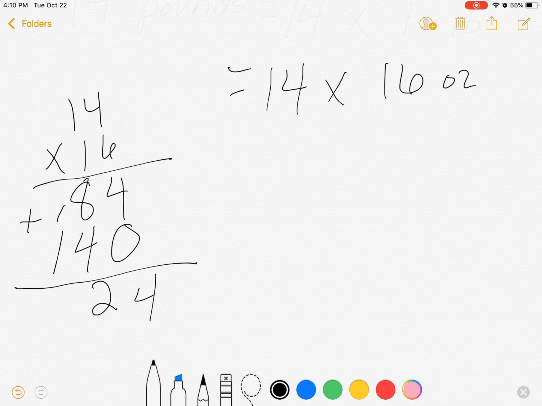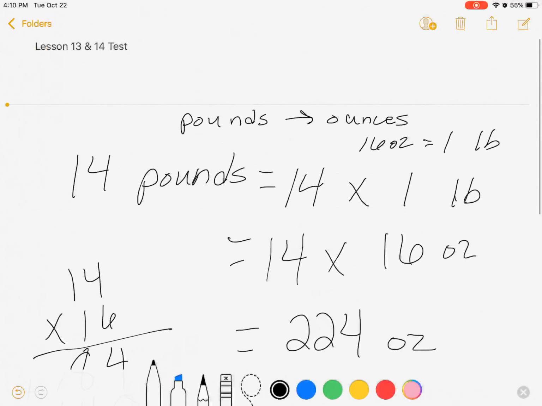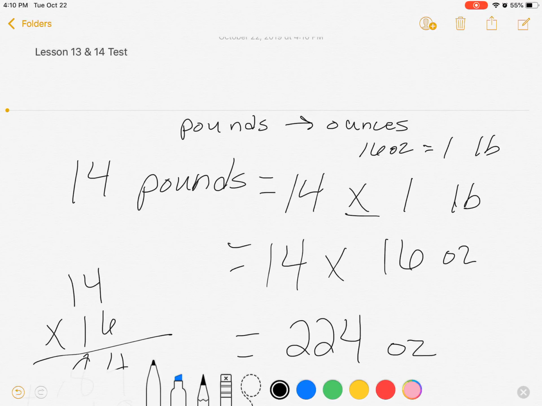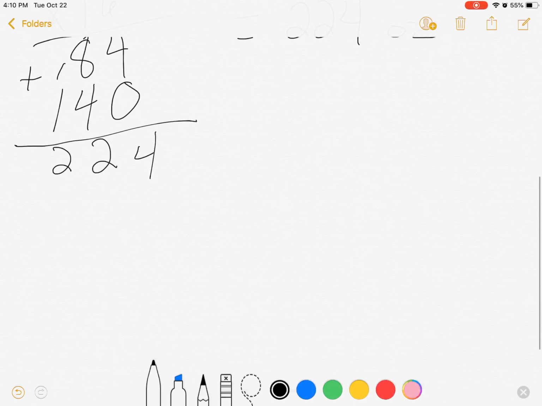12. And then 2. I like to make 10 first, so if you take 2 from the 4 to make 10, then you have 2 left, so it's 12. Anyway, our final product is 224 what? Ounces. Okay, so we multiply when we're going from pounds to ounces. So we had 1 pound and we stuck in how many ounces are in a pound.